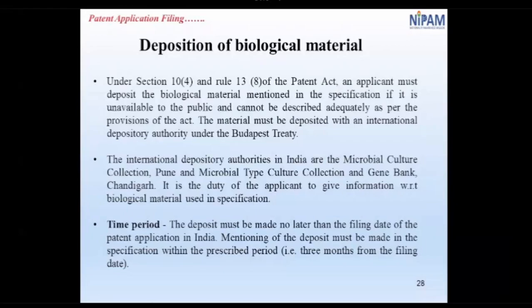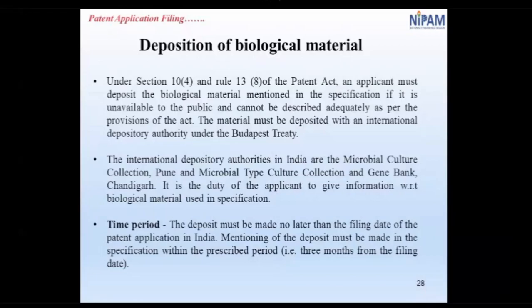As for the time period, the deposit must be made no later than the filing date of the patent application. Mention of the deposit must be made in the specification within the prescribed period, which I have already said is 3 months from the filing date. If you make mistakes while filing a patent, there are many provisions, like condonation of delay under rule 137, or filing this form or that form, to rectify your mistake. But some mistakes you cannot rectify. One of those is biological material deposition.